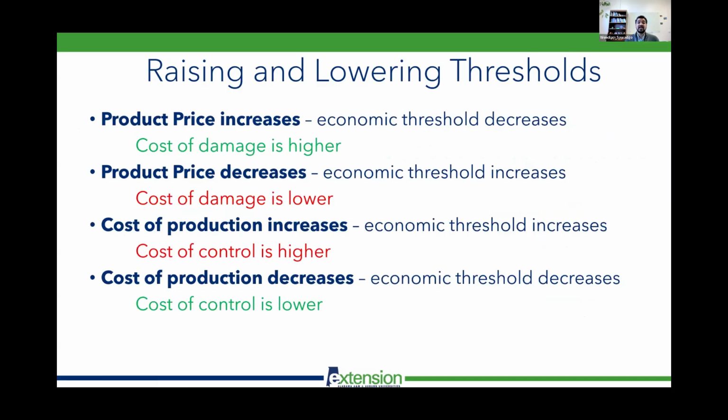So in general, if our product price increases, our economic threshold is going to decrease, because the cost of damage is higher. If our product price decreases, then the economic threshold increases, because the cost of damage is lower. If our cost of production increases, the economic threshold increases, because the cost of control is then higher. And likewise, if the cost of production decreases, the economic threshold will decrease, because it costs less to control the damage.